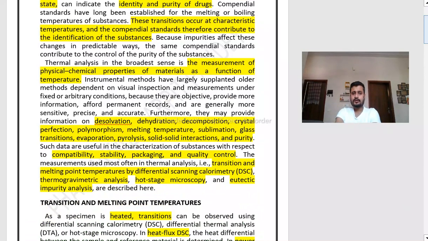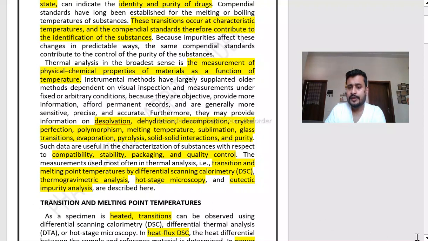Such data are useful in the characterization of a substance with respect to compatibility, stability, packaging, and quality control. The measurements used most often in thermal analysis are transition and melting point temperature by differential scanning calorimetry, DSC, thermogravimetric analysis, TGA, hot stage microscopy, and eutectic impurity analysis, which are described here.